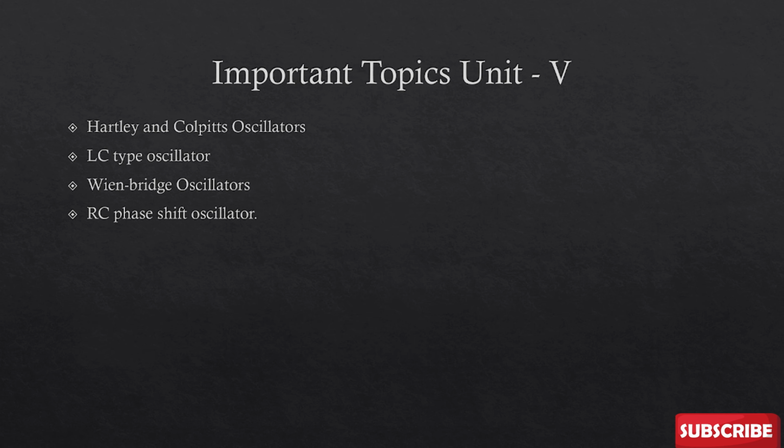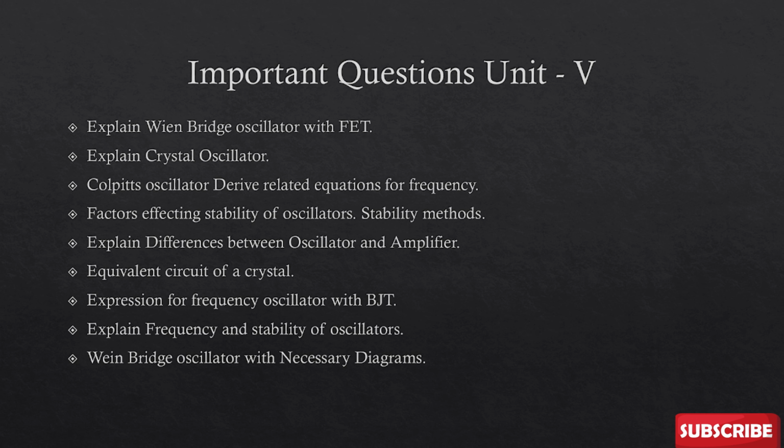Now coming to unit 5, what are the topics? Hartley and Colpitts oscillator, LC type oscillator, Wien bridge oscillator, RC phase shift oscillator. I have given everything for unit 5, so you can expect one question from this. This is how your unit 5 looks, and also how the questions will be framed.